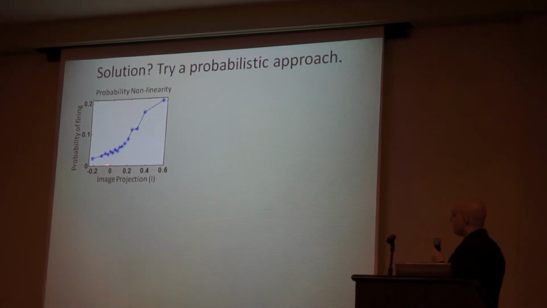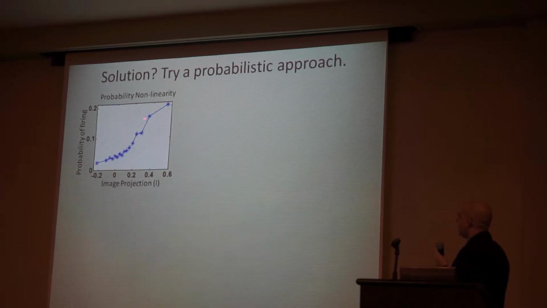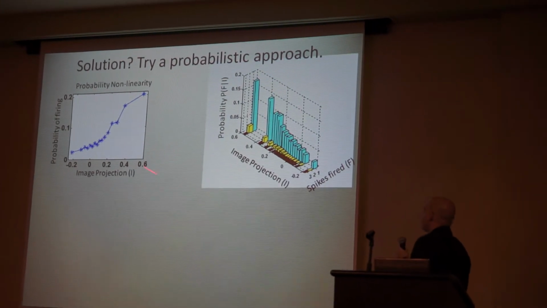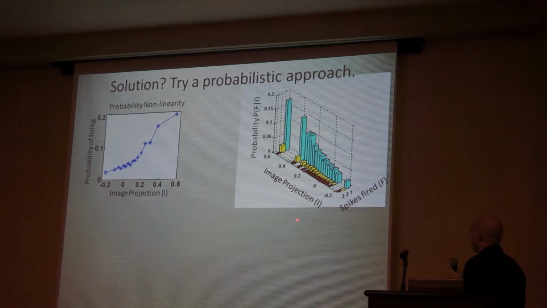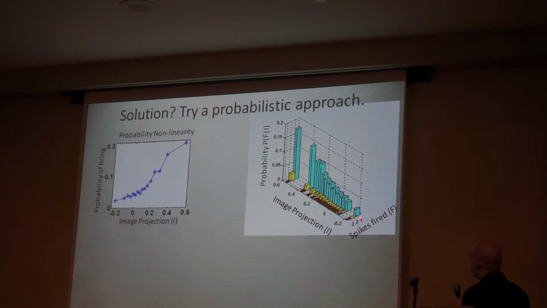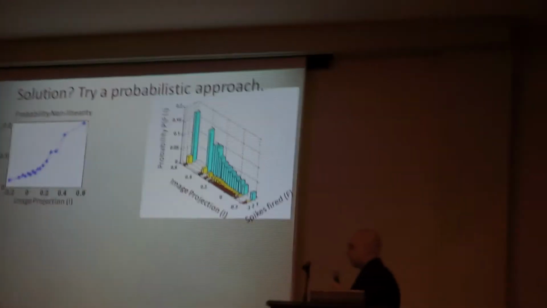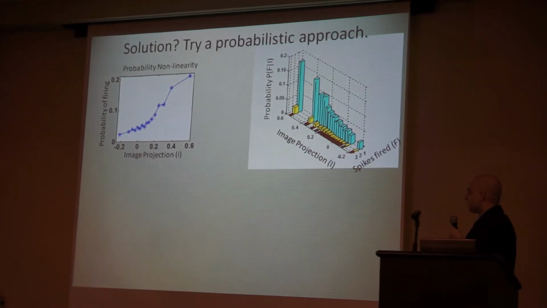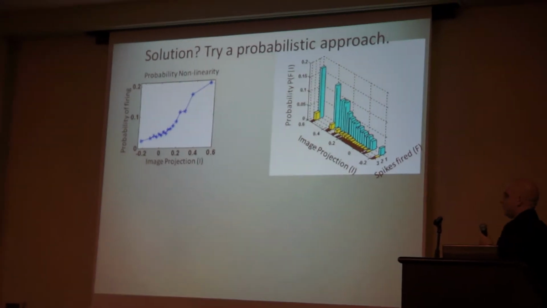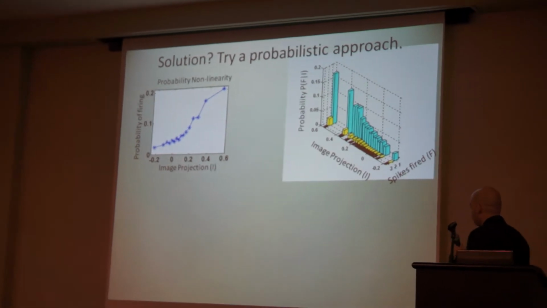And you can see, for increased projection values, the probability increases as well. And I can do a bit better by generating a three-dimensional probability histogram showing the probability to fire increased number of spikes for the same image projection values. Now, this already starts to look like a probability distribution. And we needed to think what type of probability distribution might fit this data.